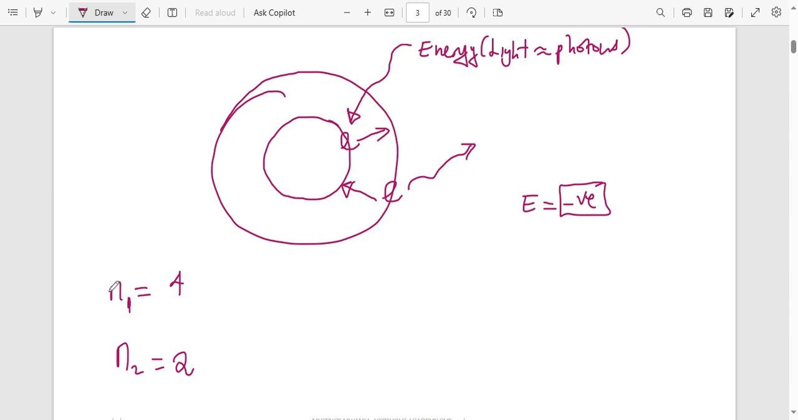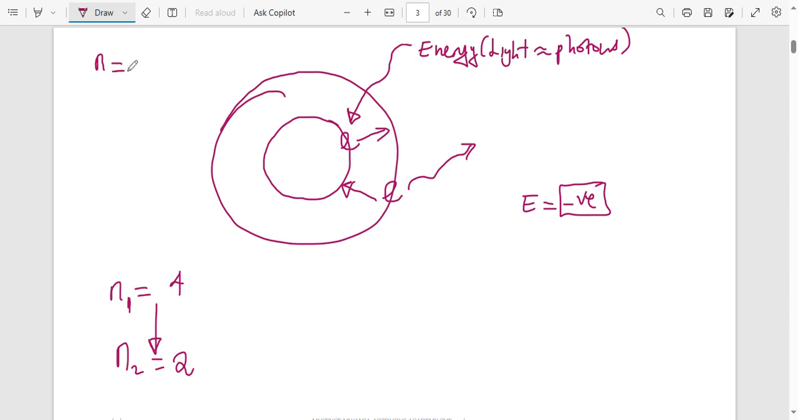If an electron was in the first shell and then it went to the second shell, did it gain energy or did it lose energy? Anyone to answer us? Very good. It means it has lost energy, because moving from a higher energy level to a lower energy level is a loss of energy. So, what happens is this.